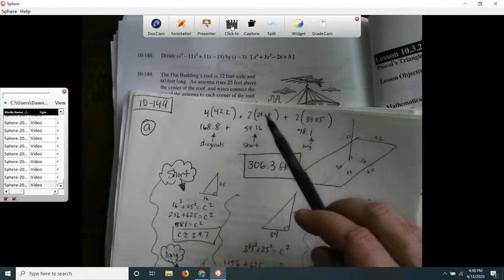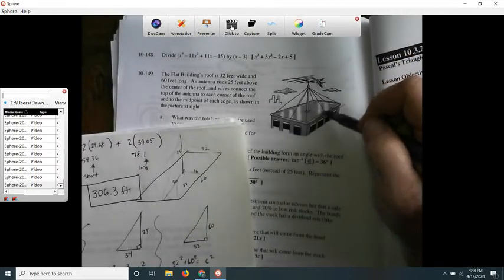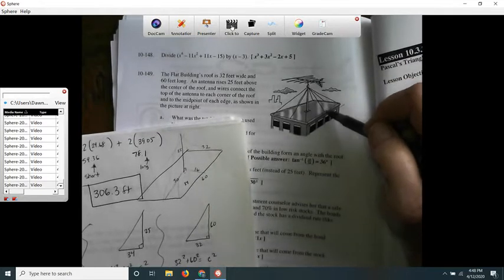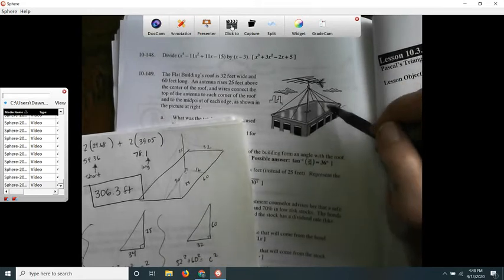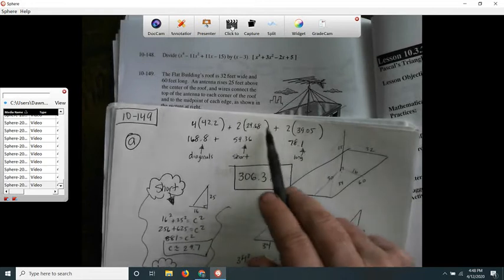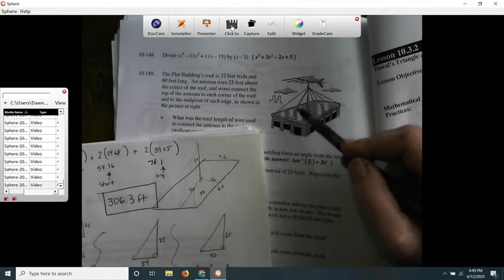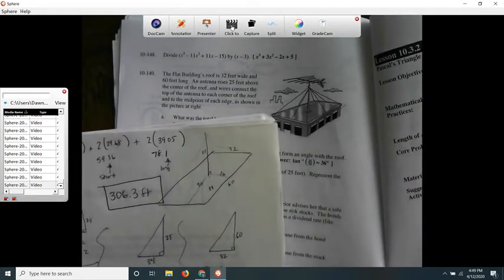And then there's 2 of the shorter wires, because these midpoint wires are going to be shorter than these other midpoint wires. So there's going to be 2 times the length of the short wires, and then 2 times the length of these longer wires. That's how we're going to find the total amount of wire.